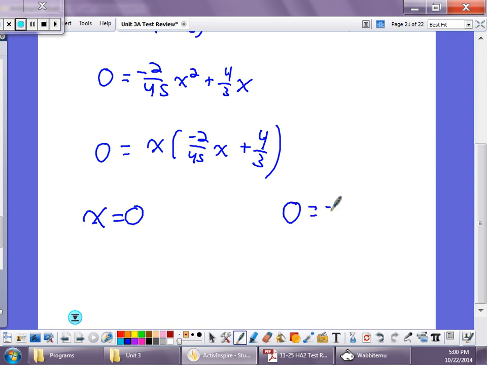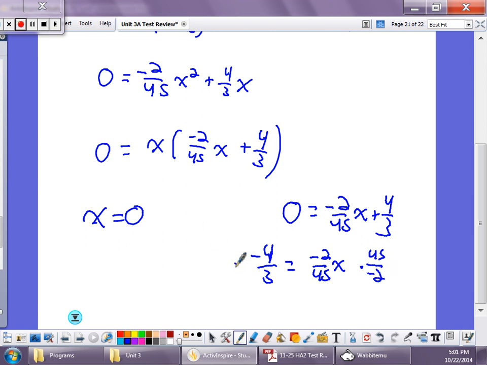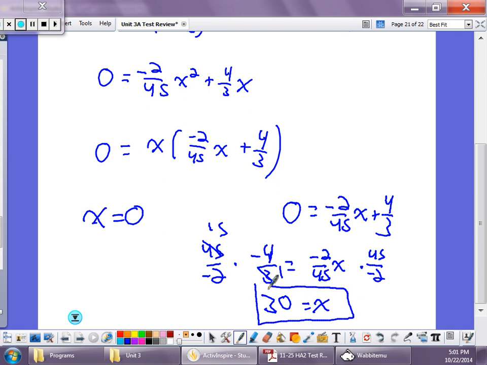And 0 equals negative 2 over 45x plus 4/3. Subtract 4/3. Multiply by the reciprocal. Let's see. So this can become 15 and 1. That's negative 60. So 30 equals x, and that would give me the distance that it can jump.